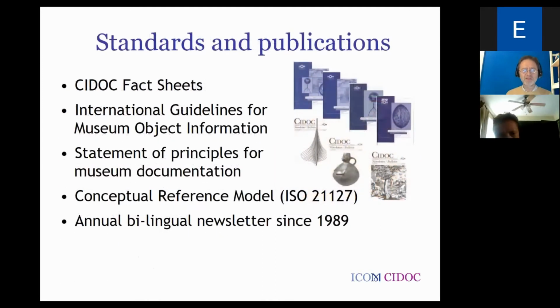So we have lots of standards and publications that are online and are available. You can find these on the CIDOC website. There are fact sheets about things like how to label objects, how to register objects. There are guidelines, things like the International Guidelines for Museum Object Information, Statement of Principles on Museum Documentation, which has been adopted by ICOM as part of its legal framework, and the CIDOC conceptual reference model that you might have heard of.